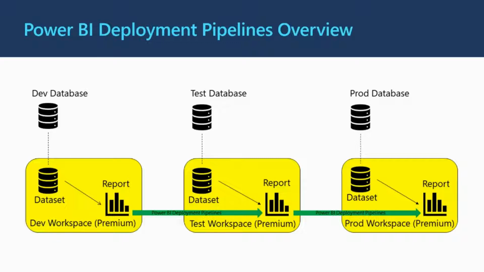Now, instead of just copying this from workspace to workspace, we can actually change the settings so that that report and its data set are now pointed at the test database, the test data source. So you can actually look at the test information. And the same thing when we move from test to prod. That report and data set are now looking at the prod database, the prod data source.